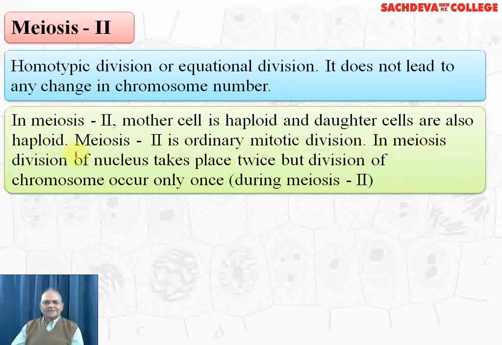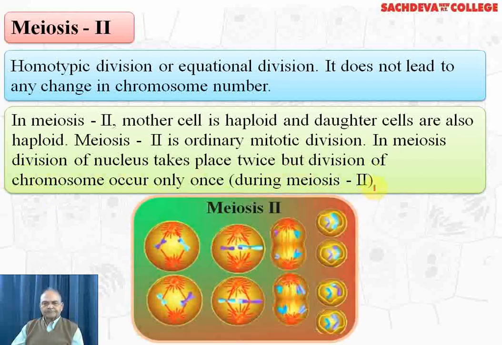In meiosis, division of the nucleus takes place twice, but the division of the chromosome occurs only once, and that is during meiosis-II. You can see meiosis-I resulting in two daughter cells, and then meiosis-II results in the formation of 4 daughter cells.